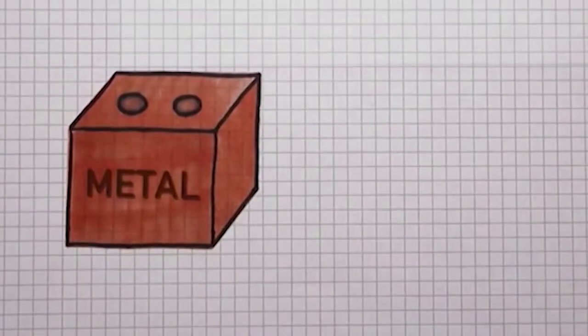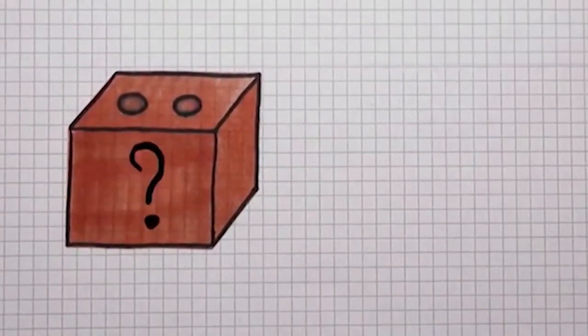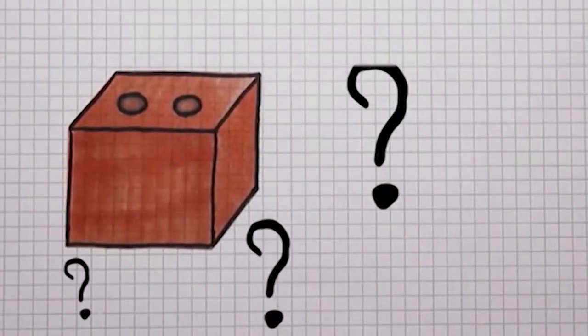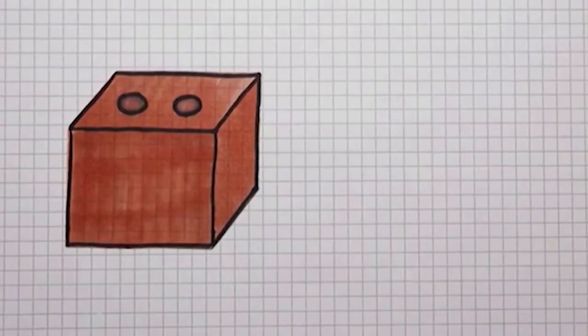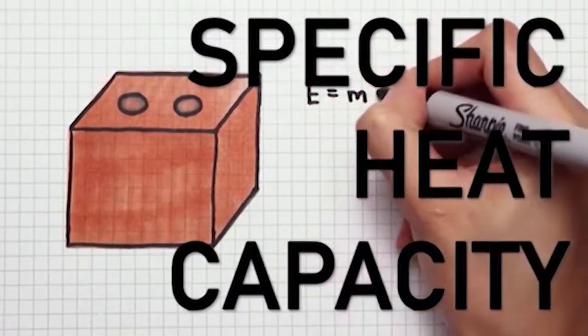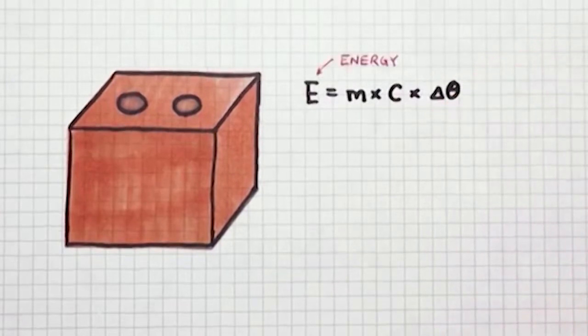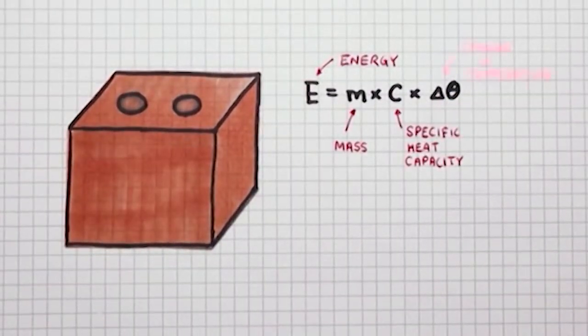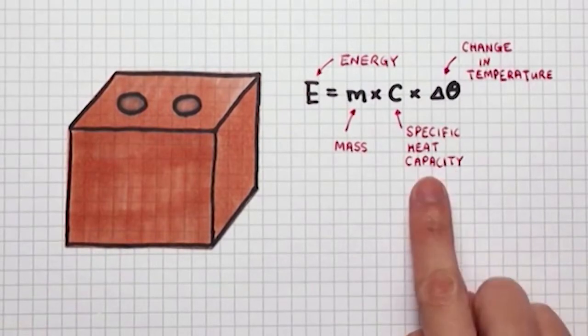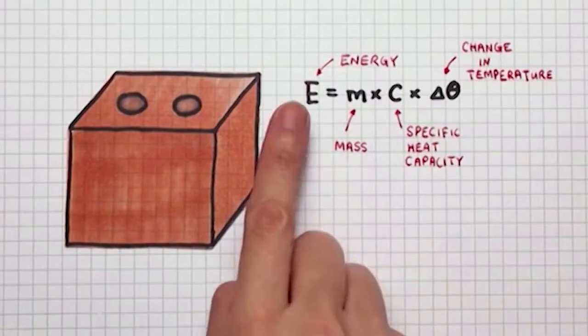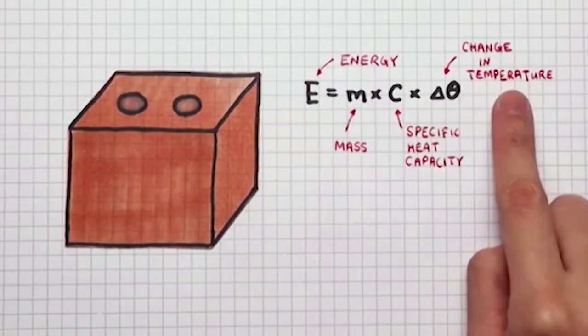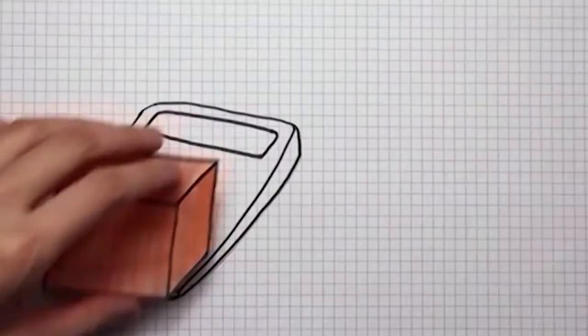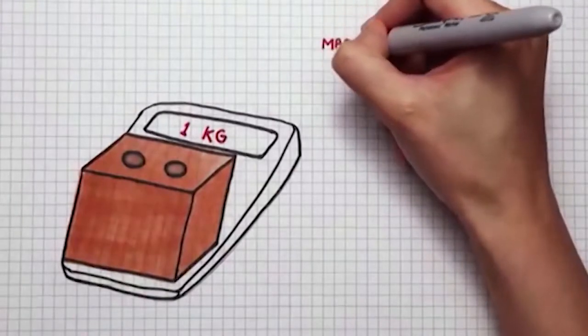If I have a block of metal, but I don't know what this metal is, how do I find out what it's made of? I can find out by determining its specific heat capacity. Let's look at this equation. We know that energy transferred is equal to mass times specific heat capacity times the change in temperature. If this is the unknown, I need an experiment to find its mass and the energy transferred to change its temperature by this much. We can start by putting the metal block on a weighing scale.